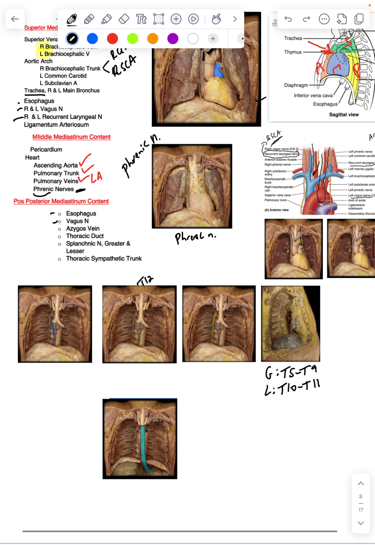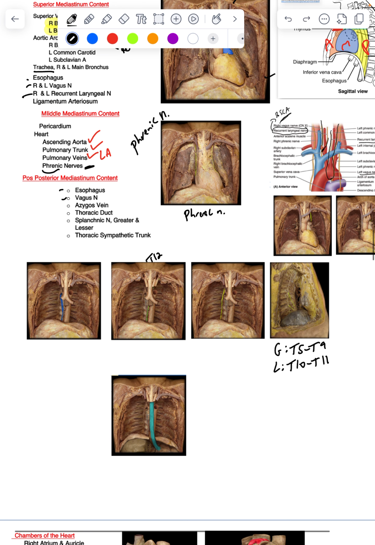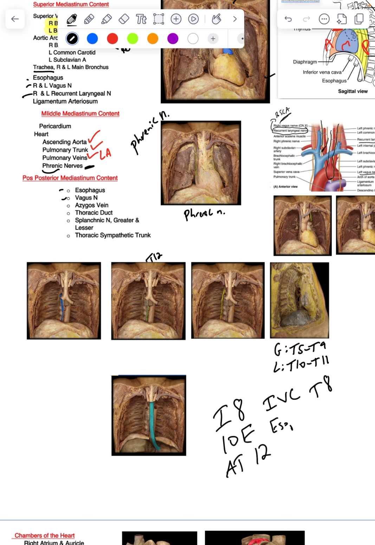The esophagus would just be, I'm going all the way down here. If you think of where they pass through the diaphragm, if you just remember, I ate 10 eggs at noon, or at 12: your inferior vena cava goes through T8, your esophagus goes through T10, and then your aorta and your thoracic duct, because it's AT, both go through T12.